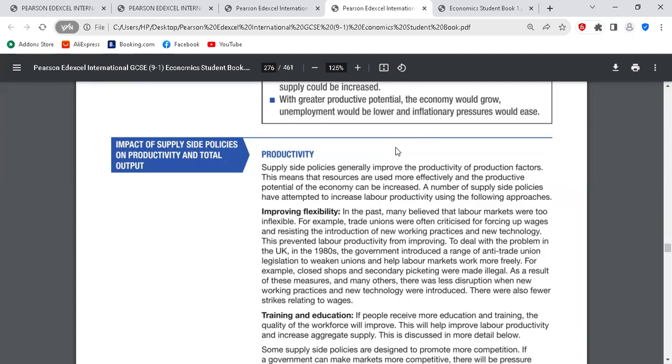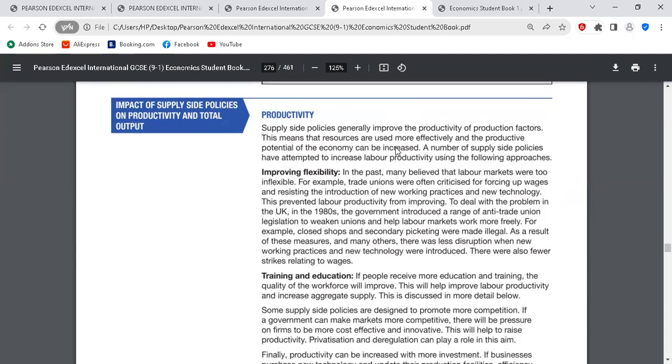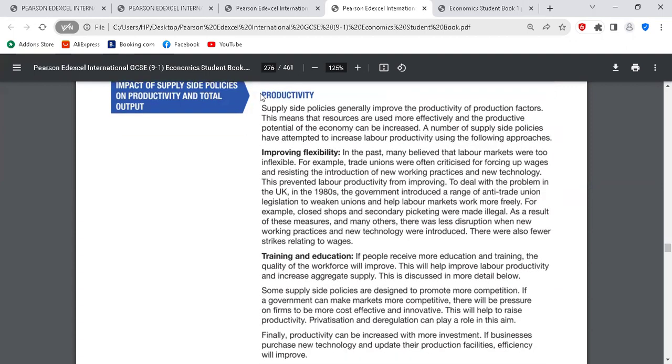So a number of supply side policies have attempted to increase labor productivity using the following approaches. So how is labor productivity improved through supply side policies? Number one, improving flexibility. In the past, many believed that labor markets were too inflexible. For example, trade unions were often criticized for forcing up wages and resisting the introduction of new working practices and new technology. This prevented labor productivity from improving. To deal with the problem in the UK, in the 80s, the government introduced a range of anti-trade union legislation to weaken unions and help labor markets work more freely.